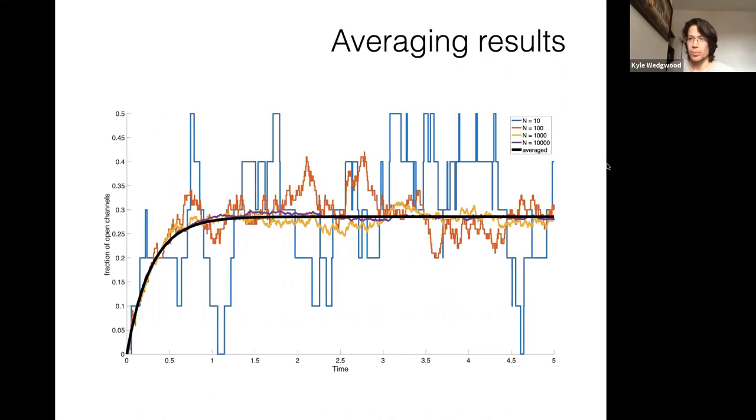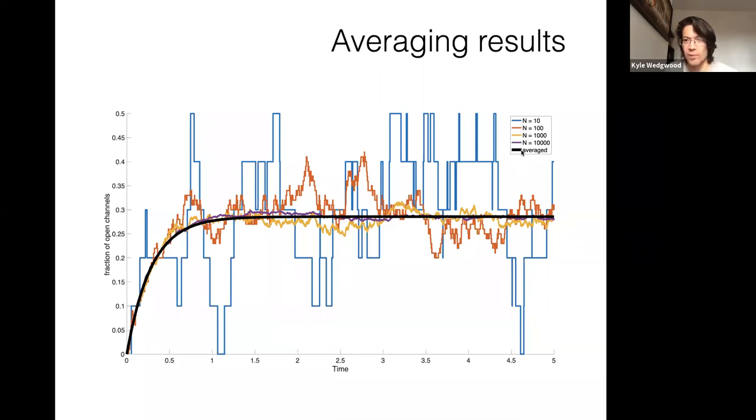If you play around with the system and plot lots of things on the same diagram, you should get something that looks like this. Here is a bunch of simulations in which I've changed the number of channels. Blue is 10 channels. Rather than having just one channel, I've got 10, so this is just a fraction of channels that are open, and I can see channel opening and closing events. As I increase N, orange is 100, and you can see I have what looks like fewer fluctuations, and this is just because my N is going up. If I go up again, N equals 1,000, I get the yellow trace. And if I go up again to the purple trace, you can see the fluctuations are now very, very small.